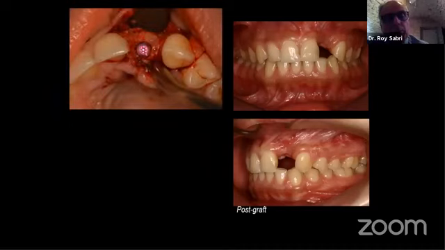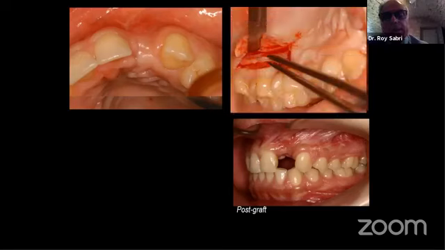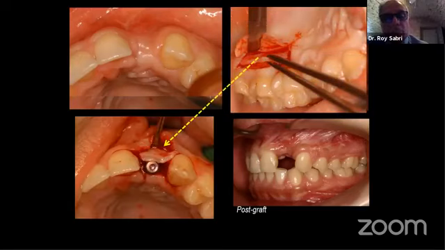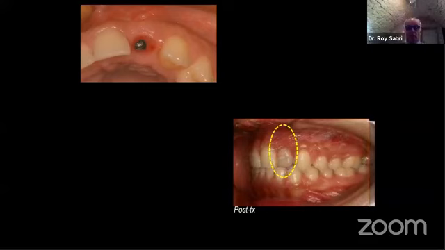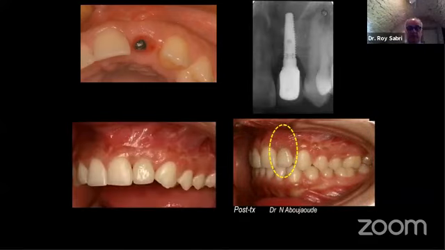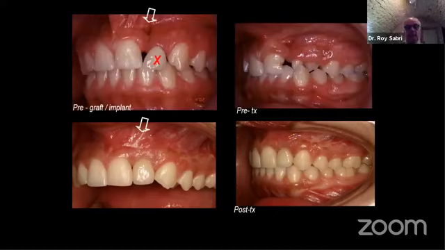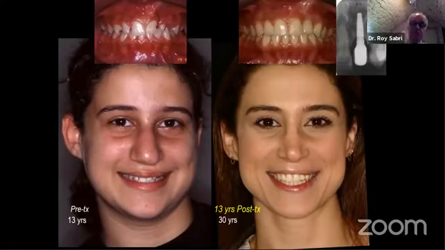And then we did some connective tissue graft later on that we took from the palate. Fill this, and we ended up all like this. Okay, nice fill up of this, which was the black triangle before. Here she is 13 years post-treatment.